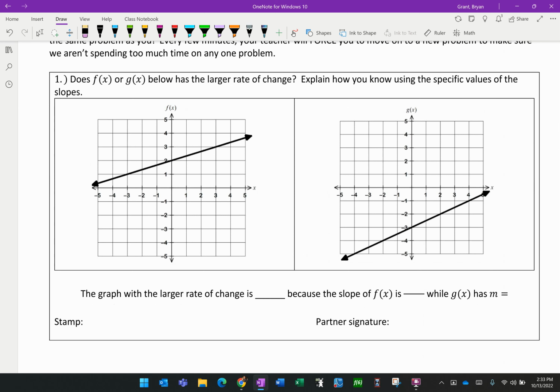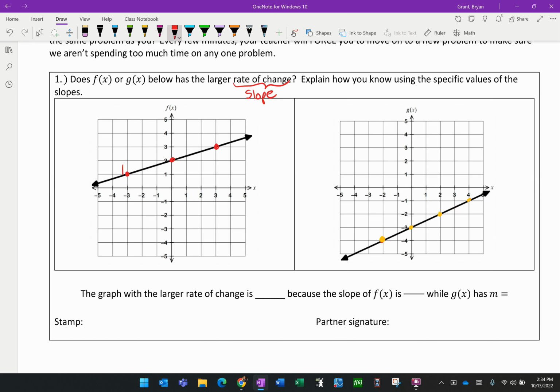All right, and we're back to problem 1. Hopefully you guys found some success on this. They asked about the larger rate of change, so we needed to remember that the rate of change is that fancy phrase for slope. So to find slope, we find a couple of those nice points on our graph, those integer points. And I'll do the same on each one. Let's try to color coordinate this though, something like this.